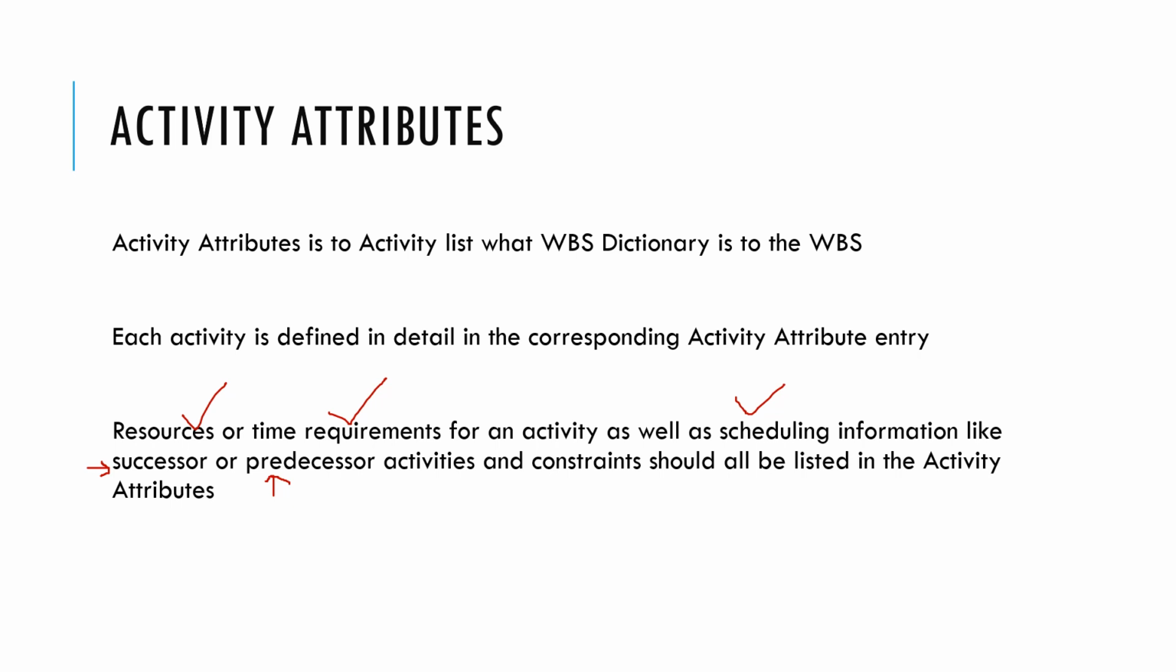And constraints should all be listed in the activity attributes. So there could be certain constraints with an activity, let's say the constraint of having more resources, or the constraint of having certain technical knowledge before a certain activity can be performed. So every single detail related to every activity is listed in the activity attributes. I think the first sentence basically hits the nail on the head. If you know what the WBS dictionary is, you will find it very easy to understand what activity attributes is.